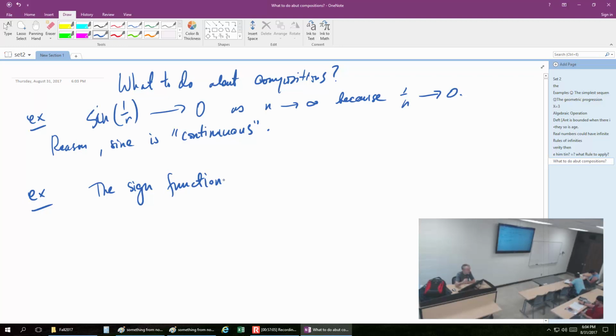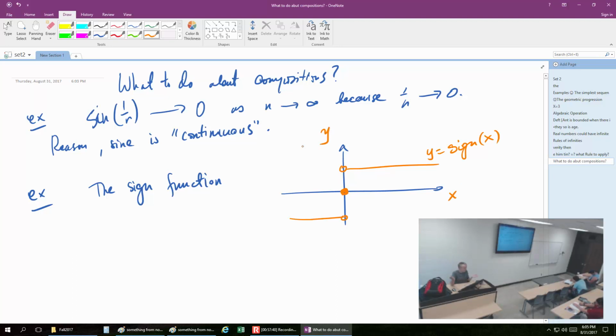Have you seen it before? It is literally the sign of the number. It could be either plus, minus, or zero. So the function is equal to 1, negative 1, or 0, like this. Sometimes you just write sgn. y is equal to sgn of x. So these are x's, these are y's. If x is larger than 0, you have 1. If it is 0, it is 0. When it's less than 0, it's negative 1. Sine is continuous, and sine of 0 is equal to 0, so that's why it works out. The sign function at 0 is also equal to 0, right? At that point over here, sgn of 0 is equal to 0.